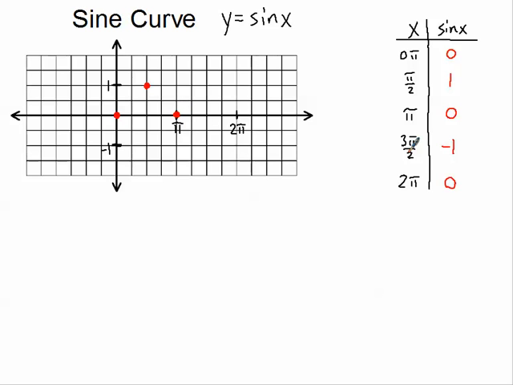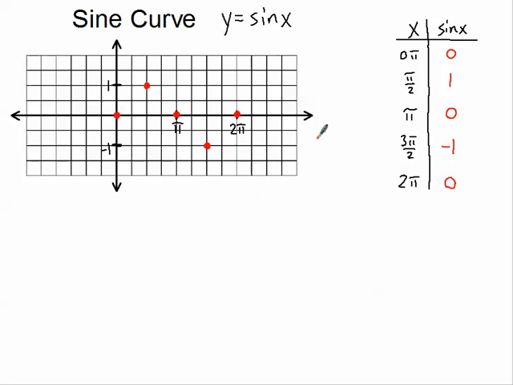Our fourth point, 3 pi over 2, negative 1. 3 pi over 2 would be 1 pi over 2, 2 pi over 2, 3 pi over 2. It's exactly halfway between 1 pi and 2 pi. And then we go down to negative 1. And then our final point will be 2 pi units and then back to 0. So 2 pi units is right there and then 0.